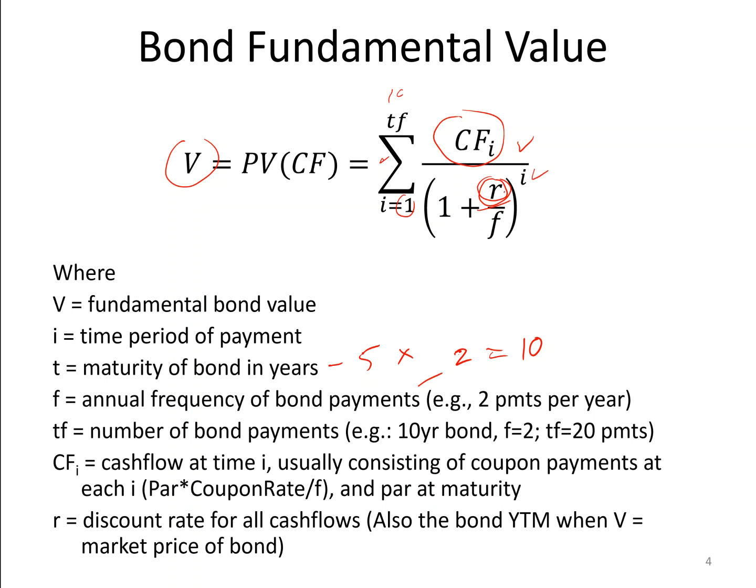One other note on this R. This R is also called the yield to maturity when the present value of those cash flows is equal to the market price of the bond.